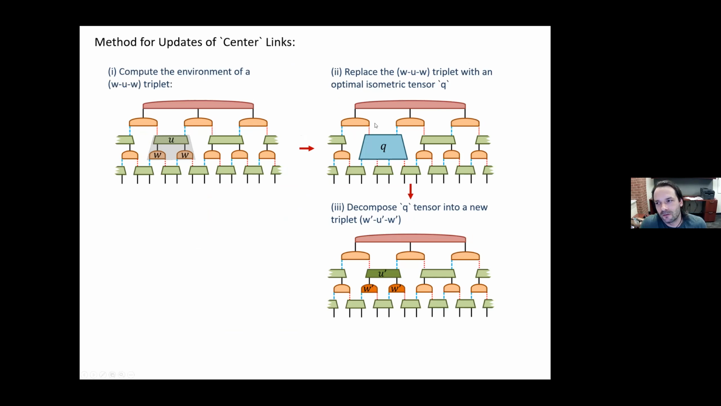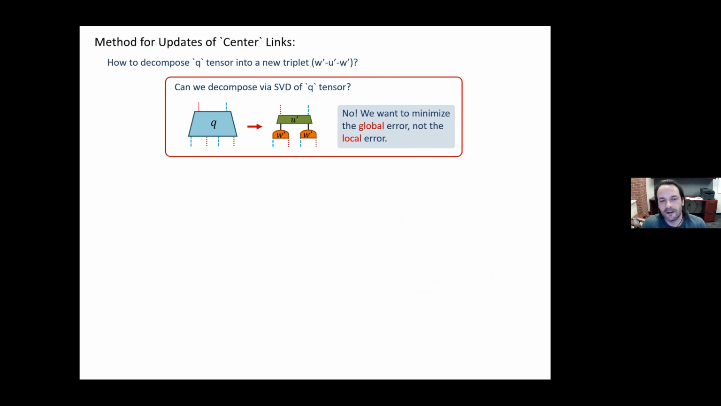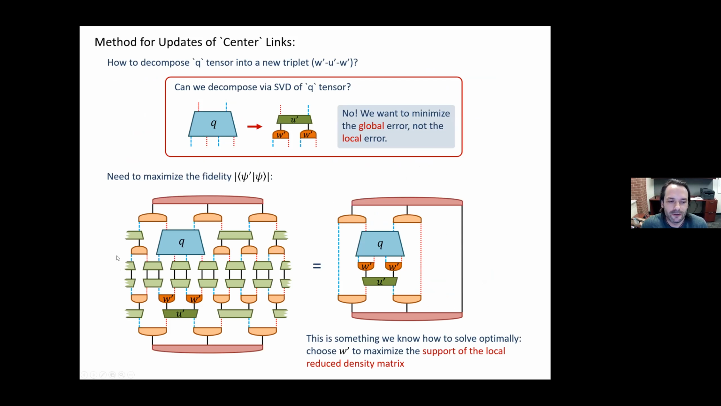We can do the same trick of replacing this triplet with a single tensor that optimally minimizes the energy. But now we need to decompose this Q tensor, as I call it, back into a product of a WUW tensor, or set of tensors. Okay, so can I just take the SVD of this Q tensor? No. I can't do that because I want to minimize the global error, not the local error of this truncation. So what I really want to do is this decomposition in such a way that the fidelity between my original and my new network is maximized.